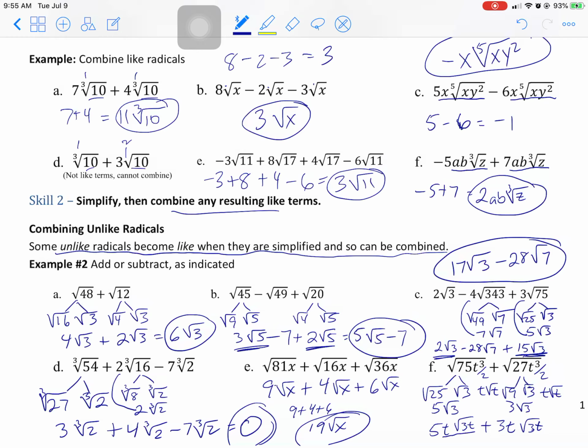So right there, these are all the same. So I'm allowed to put my final answer as 8t square root of 3t. Okay?